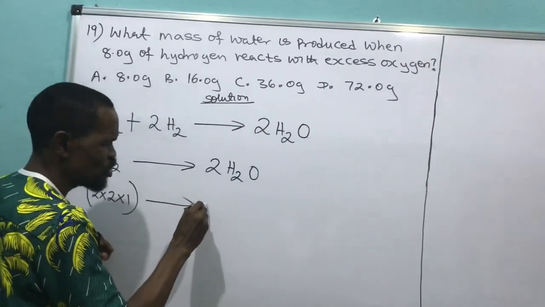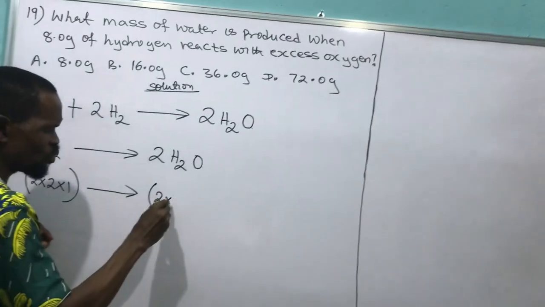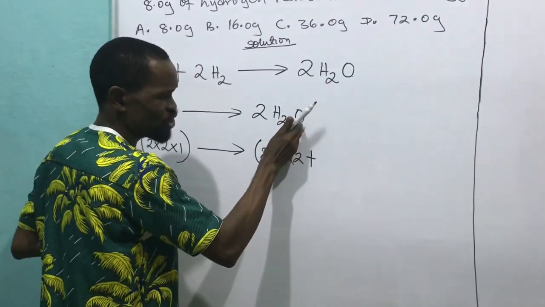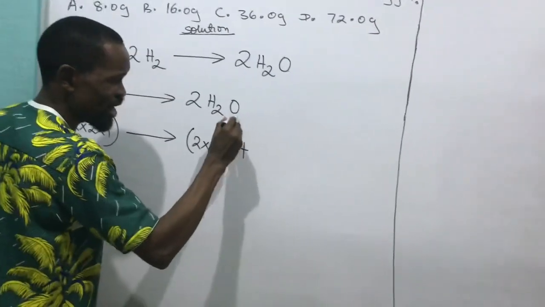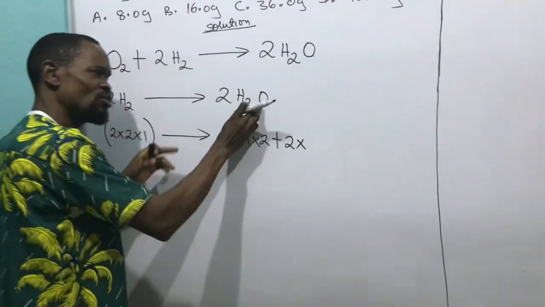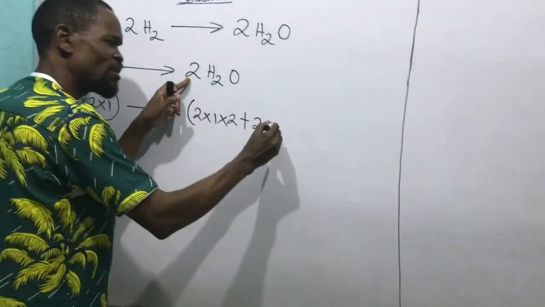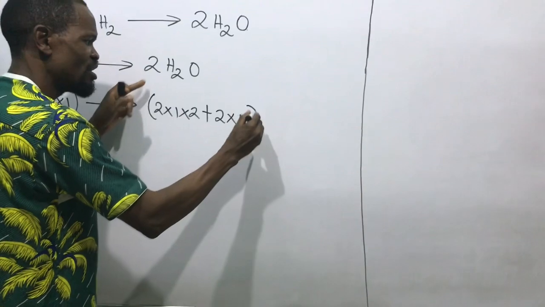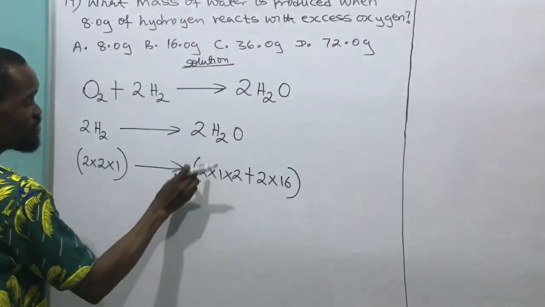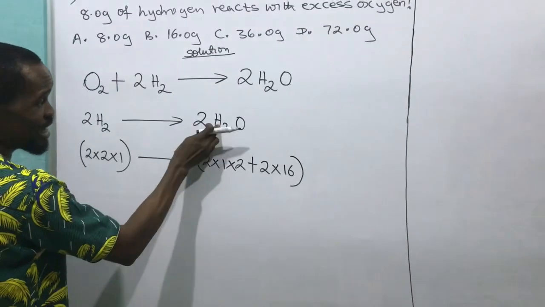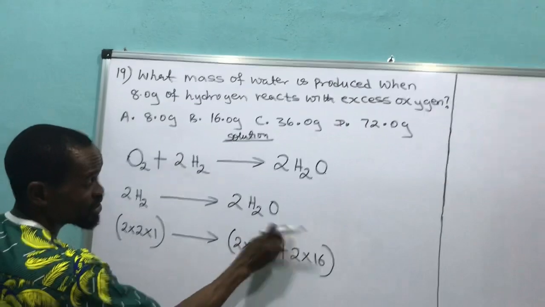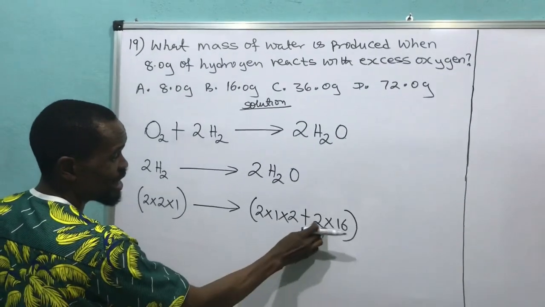Then the mass of water will be 2 times 1 times 2, plus this oxygen. Oxygen is 1 here, giving me 2 times the mass of oxygen. Look at it, the oxygen is 2 here times the mass of oxygen, which is 16. Now you get what I'm saying? The atomic number of oxygen is 16, and the atomic number of hydrogen is 1. That's why I said 2 times 1 times 2. Then the atomic number of oxygen is 16, and oxygen is 2 here, so I said 2 times 16.